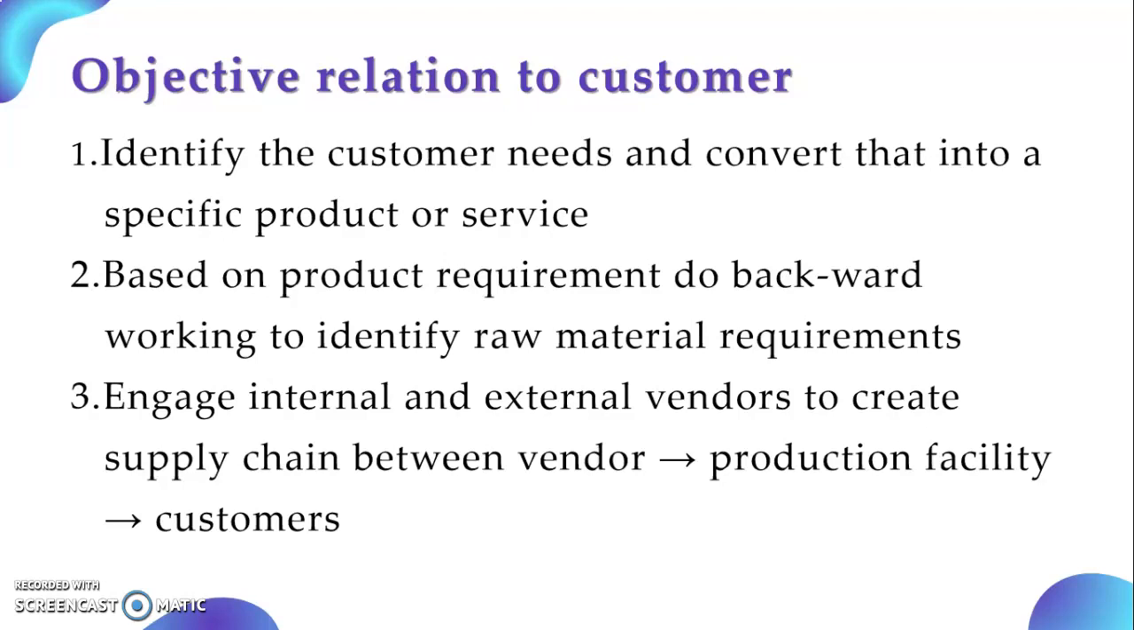Actually, the number of products required for a specific period of time is considered here. The second one, based on product requirement, work backward to identify raw materials requirement. And third one, engage internal and external vendors to create a supply chain for raw materials and finished goods, from vendor to production facility and finally to customer.